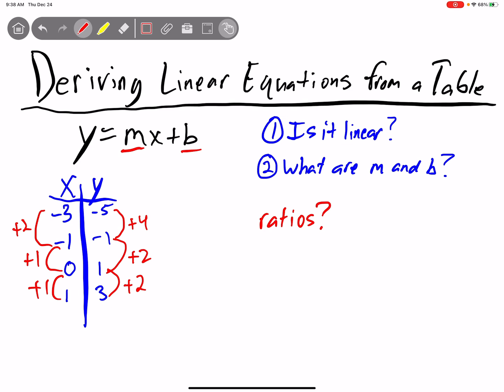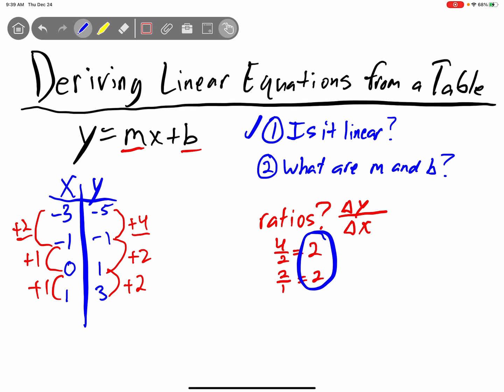So when I say ratios, I mean the ratios of the change in y, and we're going to write the delta symbol for change in, the change in y over the change in x, or your rise over your run. So my first ratio is 4 over 2, and that equals 2. My second ratio and third ratio are the same. They're 2 over 1, which also equal 2. Since these are the same, this is a linear relationship. So we already know it's linear.